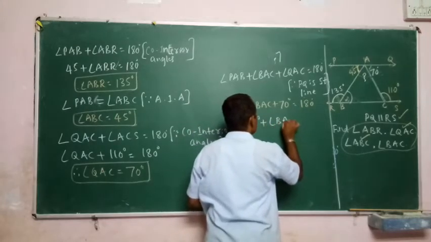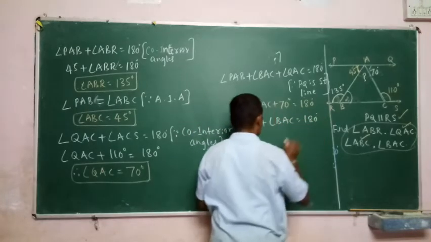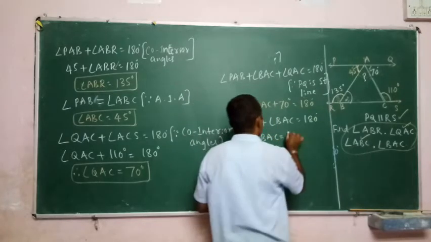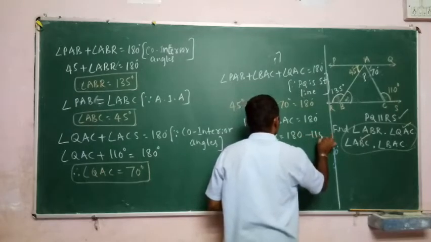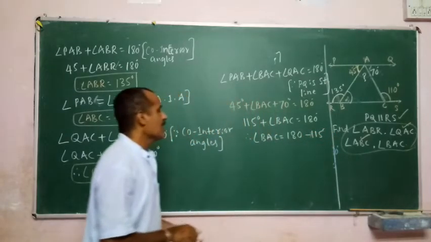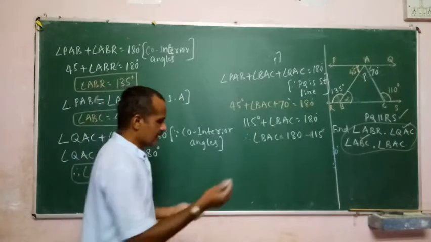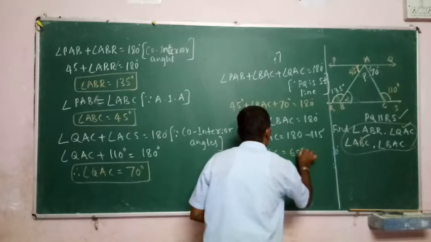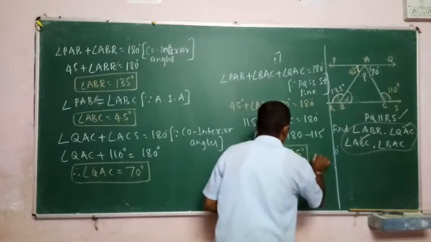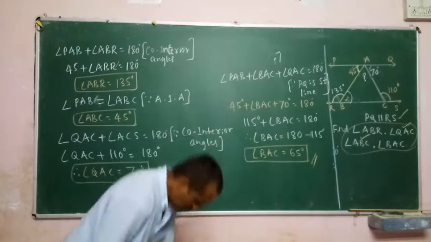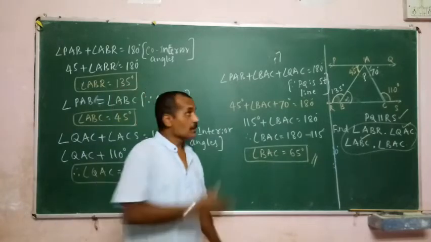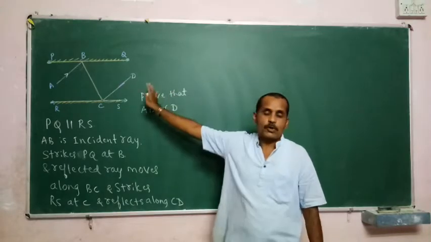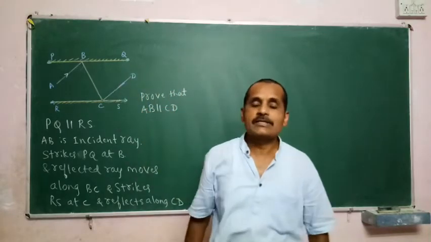115 plus angle BAC is equal to 180. Therefore, angle BAC is equal to 180 minus 115, which is 65. Therefore, angle BAC is equal to 65. That is the end of the problem. This is how, my dear children, you can solve any problem using the properties of parallel lines. This is the last problem of today's discussion.